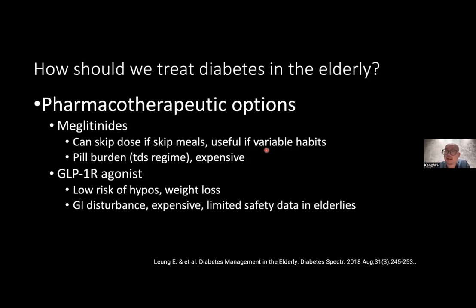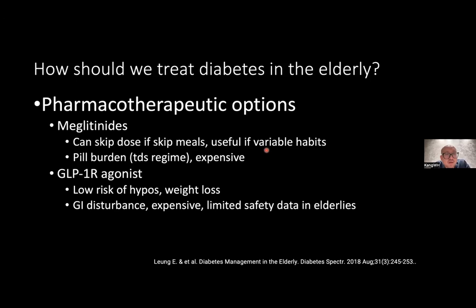It is available, but I think because we don't really use it because it's expensive, nobody knows much about it. But it is available if you can find it. Sometimes patients say, I really don't want insulin, and I get hypos when I use SUs, and I sometimes skip meals. I would try to give meglitinides. It works something like a rapid acting insulin.